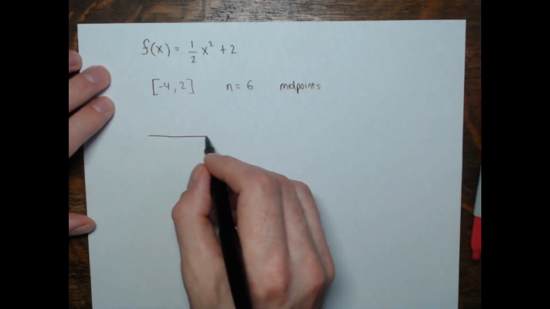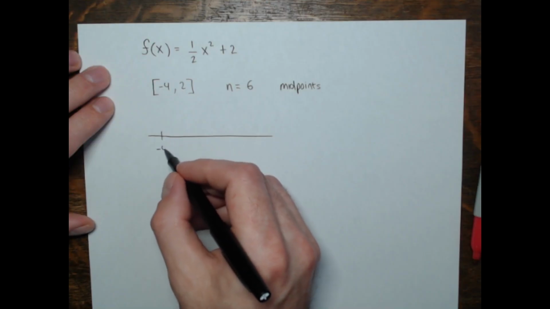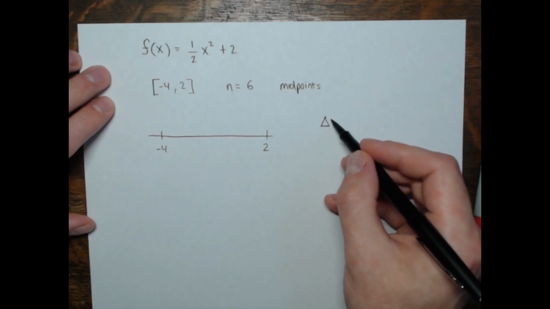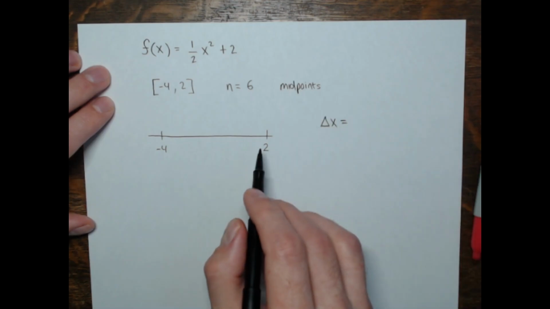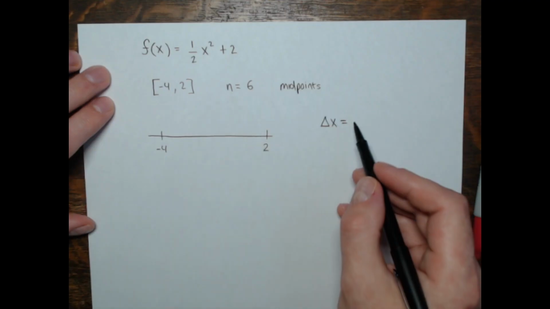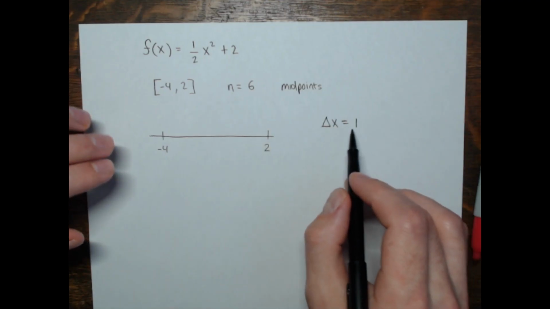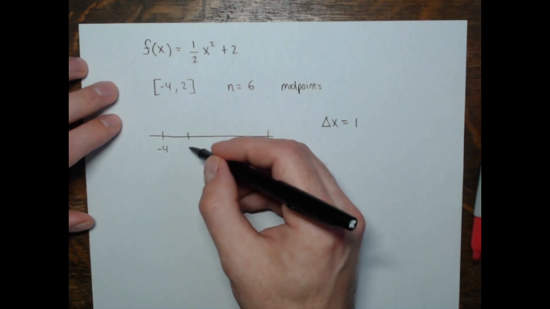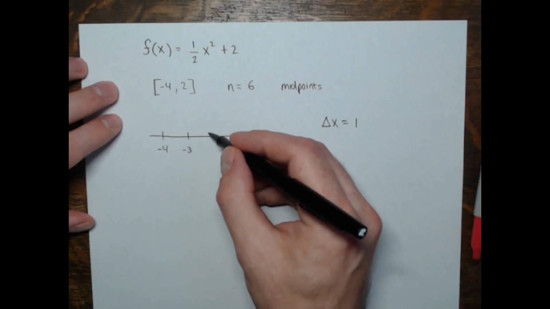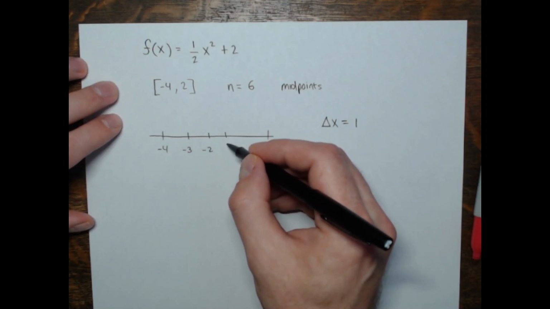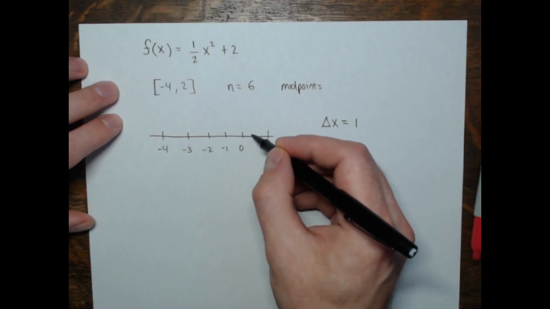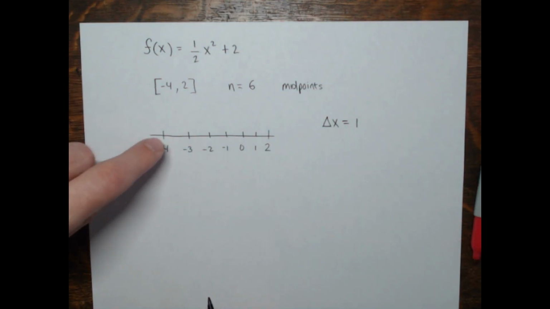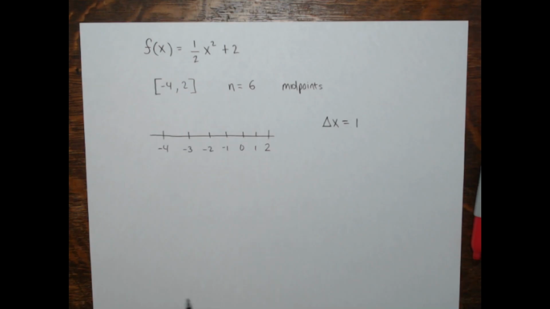All right, so think of the interval. We're going from -4 to +2. So the width of each piece is going to be, this is 6 units, and we're breaking it up into 6 pieces. Here, finally, the delta x is not 2, it's 1. So the first piece would go from -4 to -3, then to -2, then to -1, then to 0, then to 1, and to 2. There are your 6 equal pieces. I know they don't look equal with my drawing, but they should be.